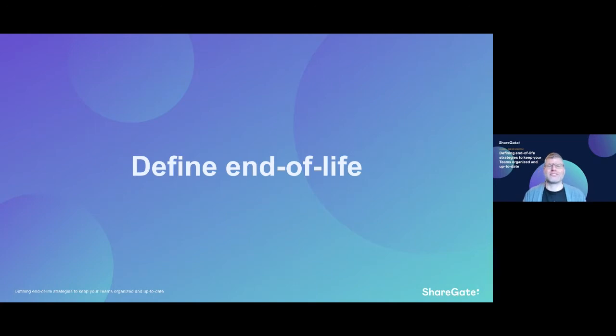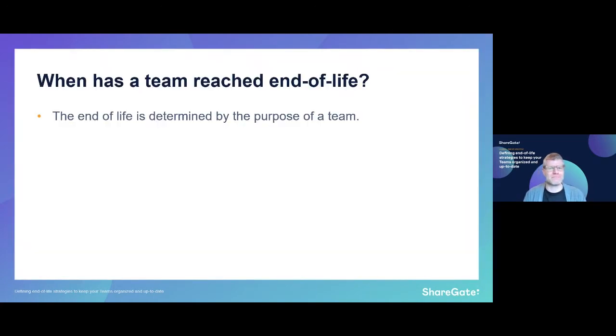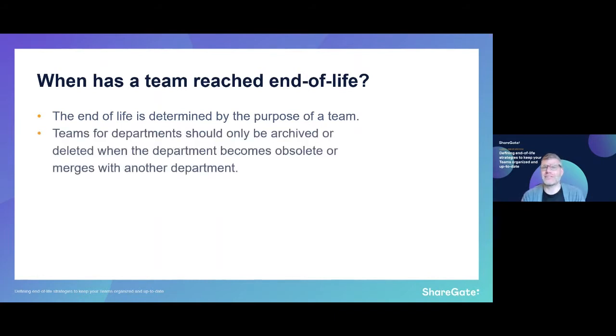So now moving towards defining the end of life, what options there are, and what you can do around this topic. Well, the end of life of a team is basically determined by the purpose of a team. For example, if you have a department, there's probably not really going to be an end of life, only when there's a reorganization within a company, or maybe the department becomes obsolete. But when will that ever happen? The chance of that happening is very slim. So those kinds of teams probably won't have an end of life.